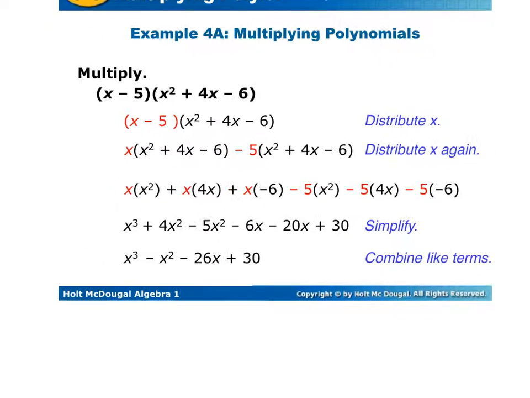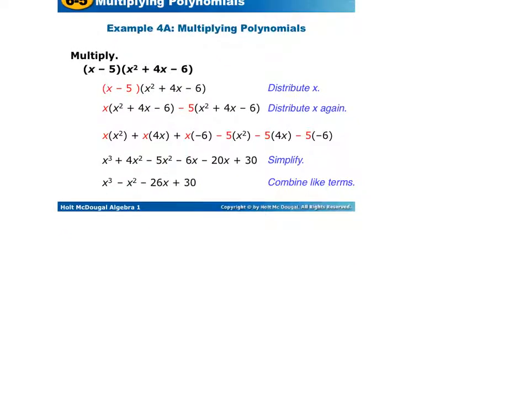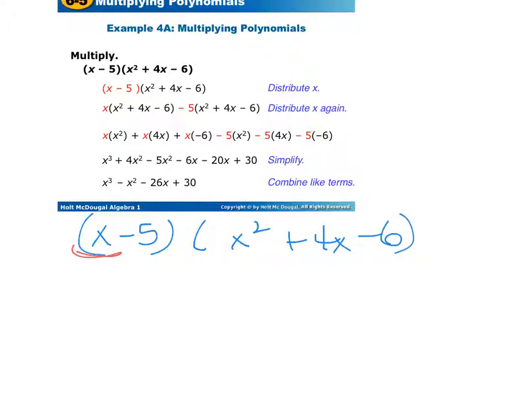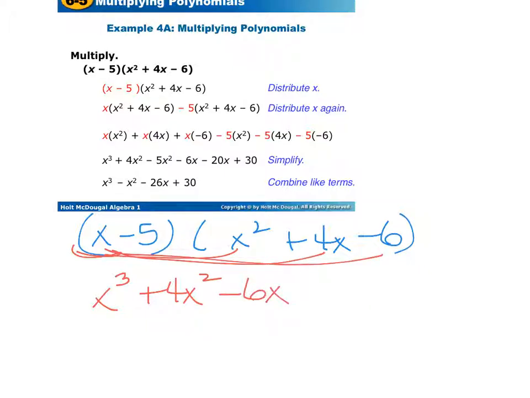So again, here's another example. Let's try it, and I'm just going to use the distributive property. So I have x minus 5, and I'm asked to multiply that by x² plus 4x minus 6. I'm going to distribute the x first. So x times x² gives me x to the third power. x times 4x gives me 4x². Then x times negative 6 gives me negative 6.